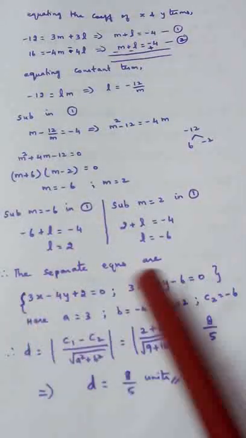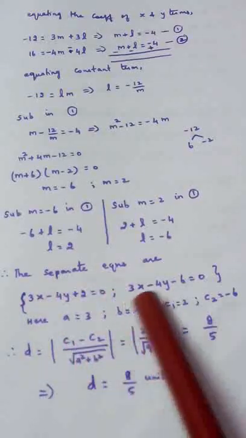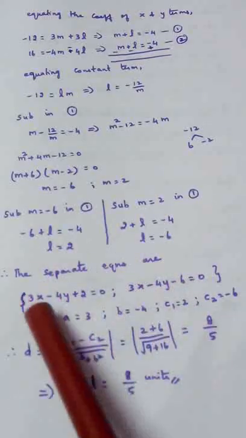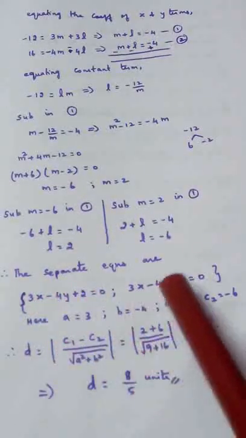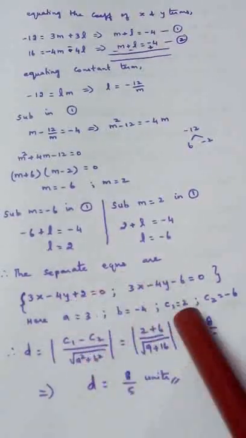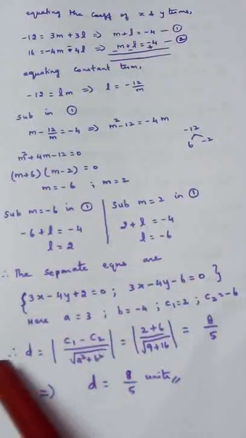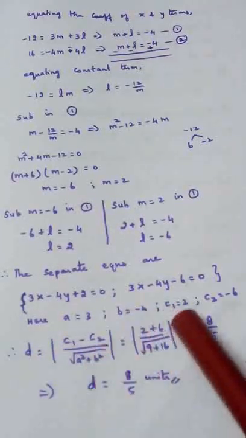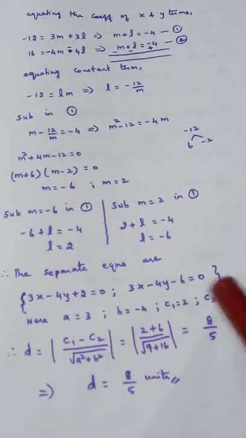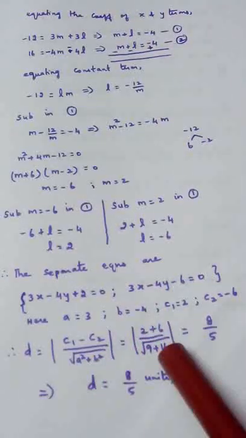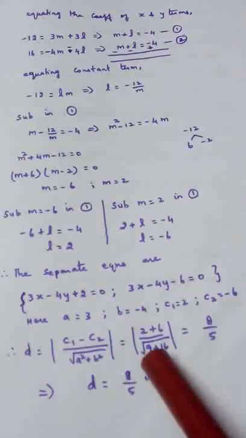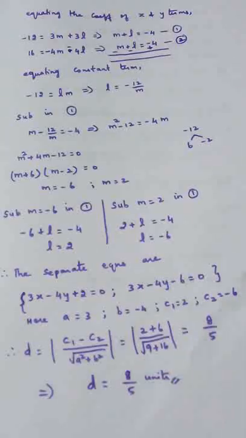Now if you see, definitely these two are parallel because 3x minus 4y, 3x minus 4y. Only the constant differs: 2, and minus 6. So A value is 3, B value is minus 4, C1 is 2, C2 is minus 6. What is the distance formula? Modulus of C1 minus C2 by root of A square plus B square. Substitute the values: 2 plus 6 by root of 9 plus 16. So the answer is 8 by 5, because root of 25 is 5. So 8 by 5 units is the distance between the parallel lines.